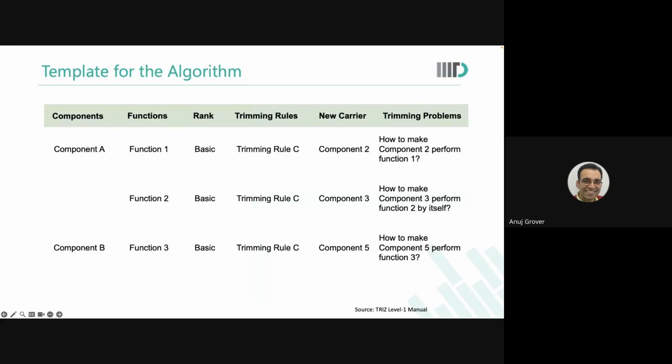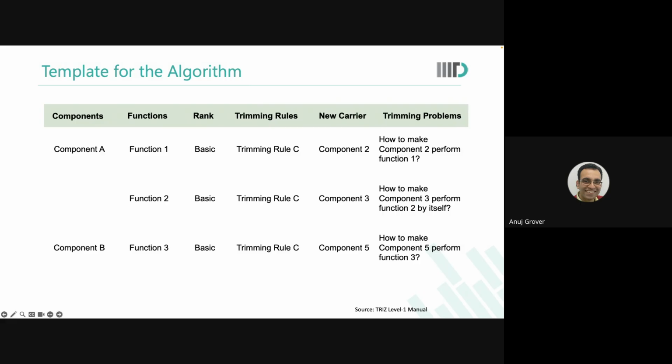I'll give you an opportunity. So what has happened until now? We are saying that component A functions, basic trimming rules, C, new carrier, component 2, how trimming problem is how to make component 2 perform function 1. So this way you list down all the components which you want to trim and list down what you are doing to their useful functions.